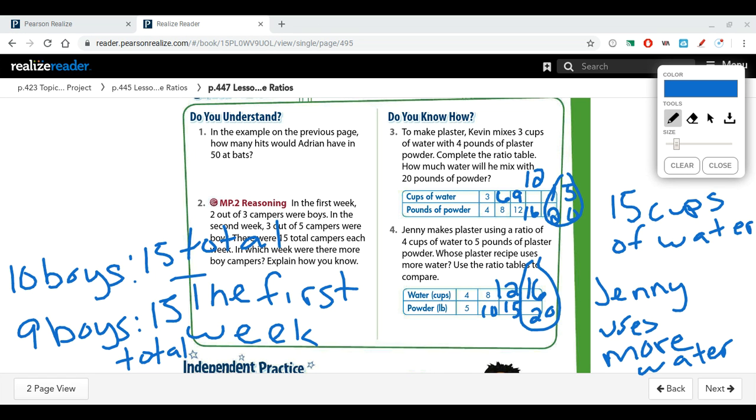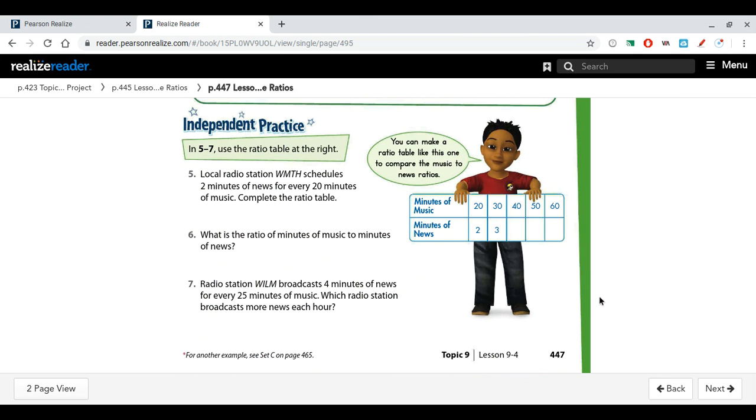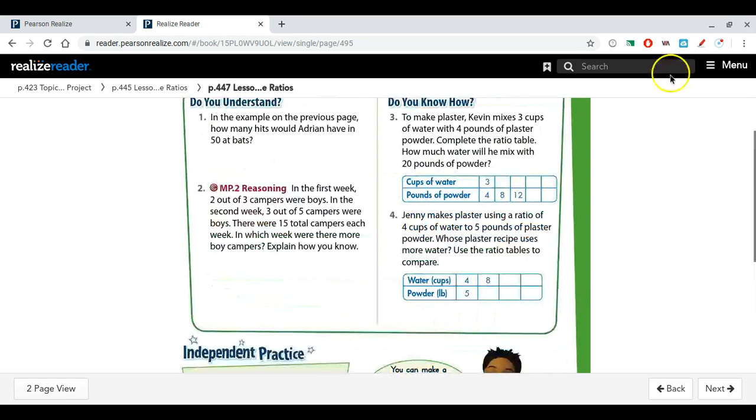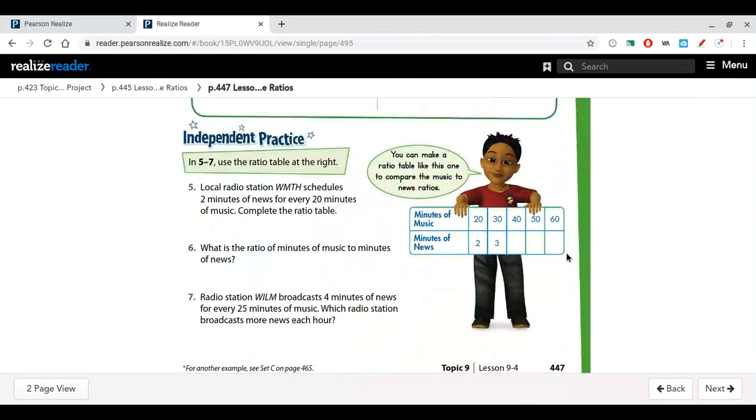Okay. For independent practice and math practice and problem solving, you are going to be doing the whole shebang. So you're going to be doing 5 through 12.